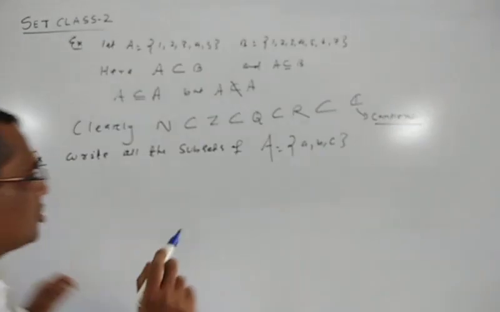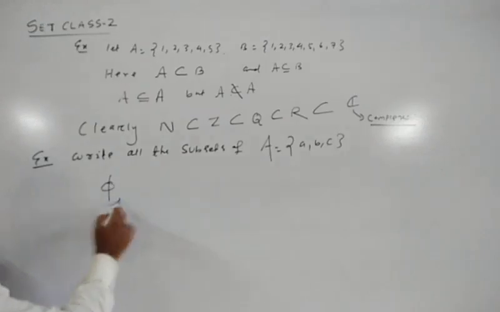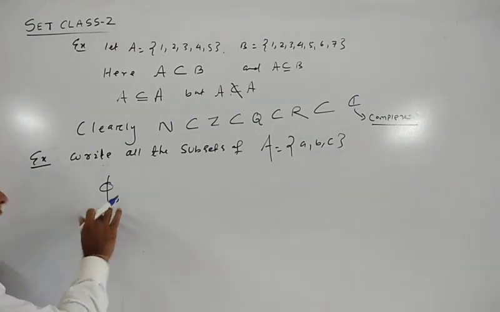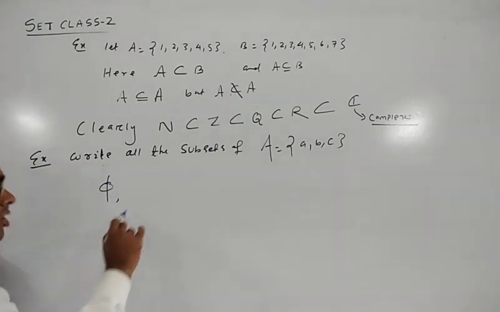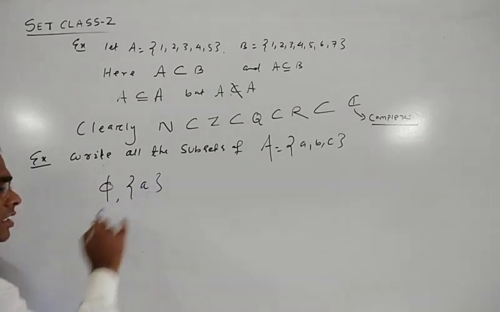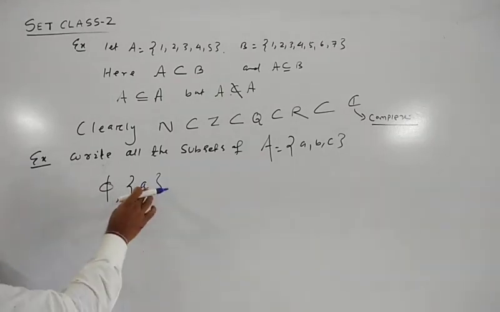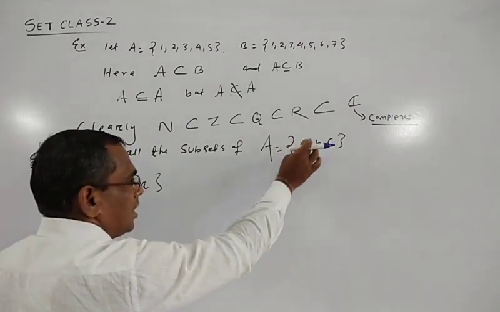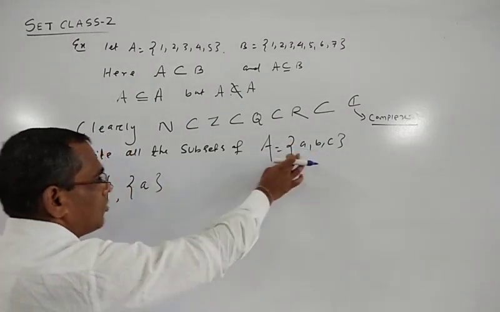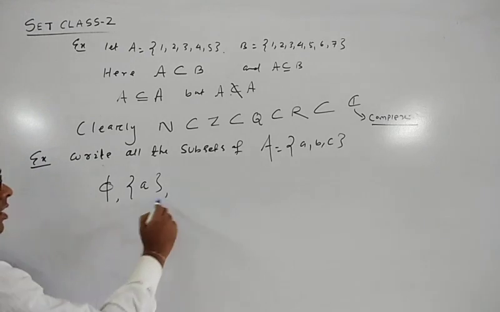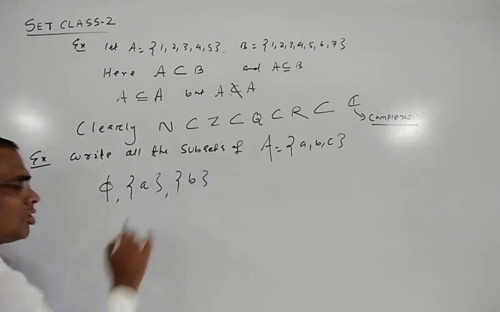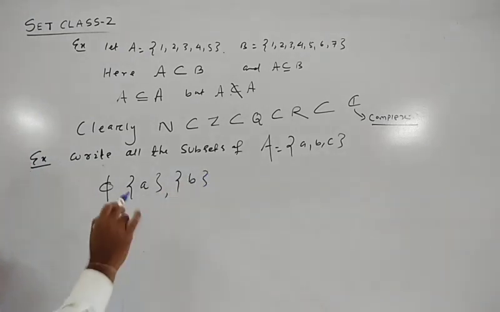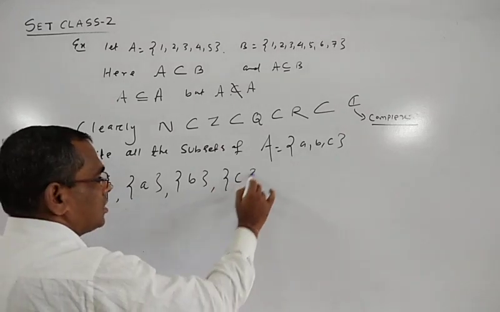So what are the subsets? One is phi, the empty set. Now we create singleton sets. Singleton set means we take {a}, a set containing the element a, and A contains a, b, c. So this set is a subset of capital A. Now we create {b}, also a singleton subset of this set. Next {c}.